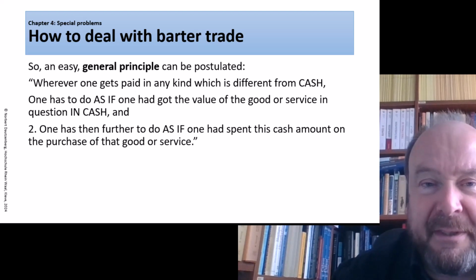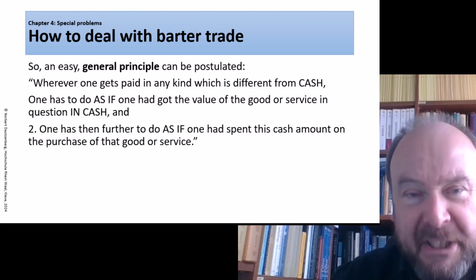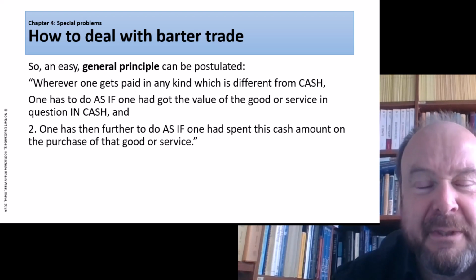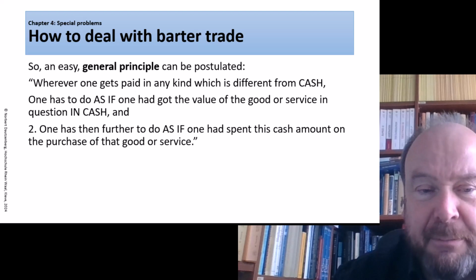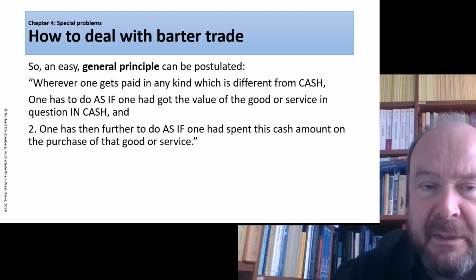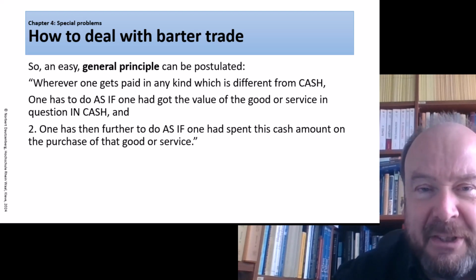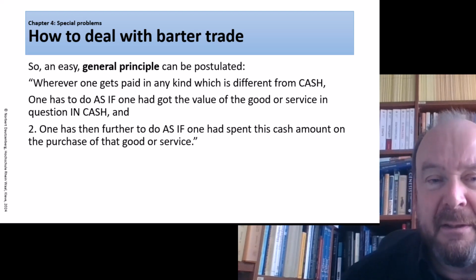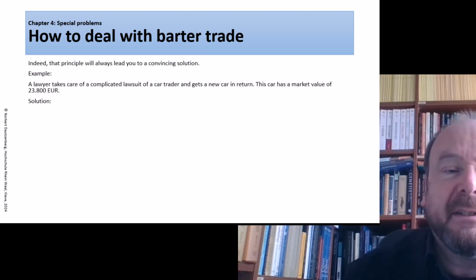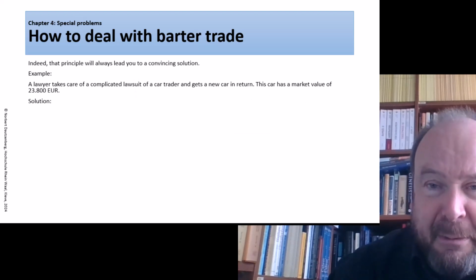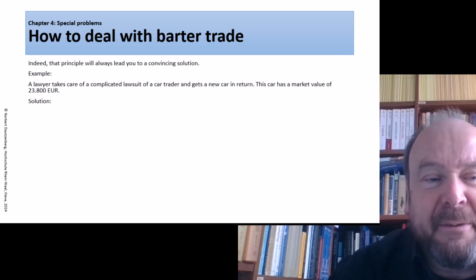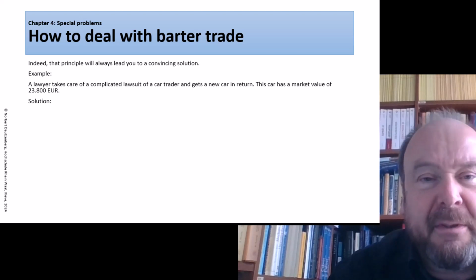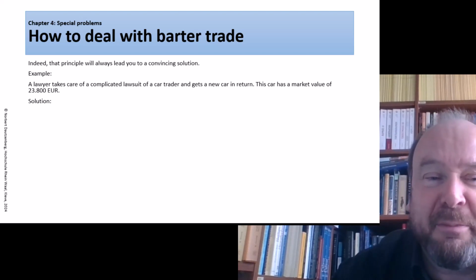Wherever there is barter trade, you have to do as if you had got cash, the market value of what you get in return in cash. So you just have to exchange what you get for the market value of what you get in cash. That principle will always lead to convincing solutions. The example is here relatively small, printed in very small print letters.